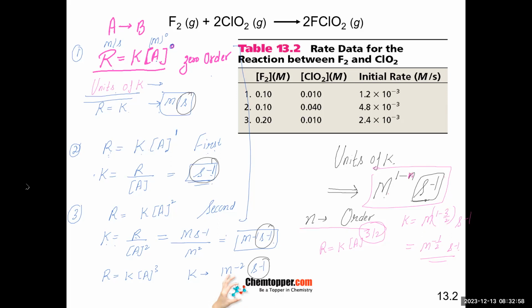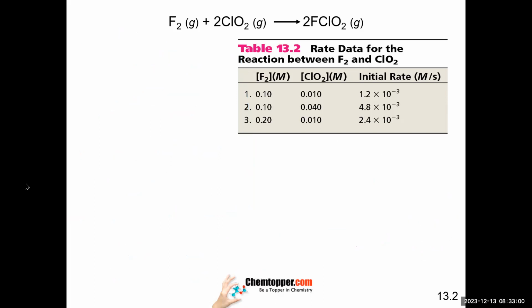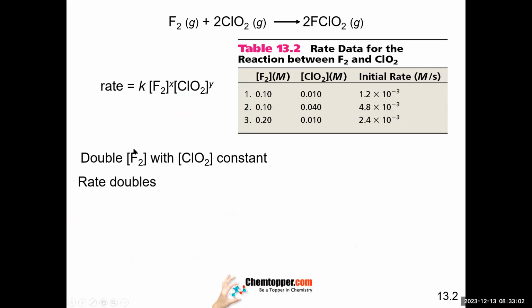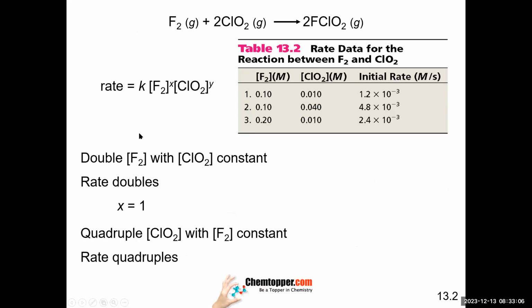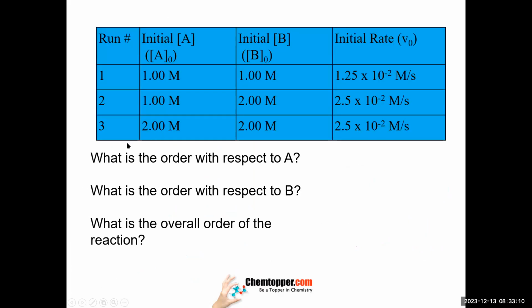That's the unit of K. Now questions. You're going to go very fast with the question because there are plenty of them. Yes, n is the overall order, Anil. Complete order. You're not going to take order with respect to every reactant. Complete order. Answer this question, children.